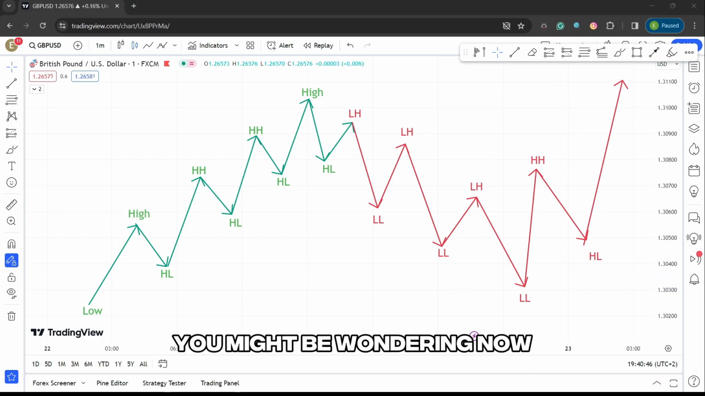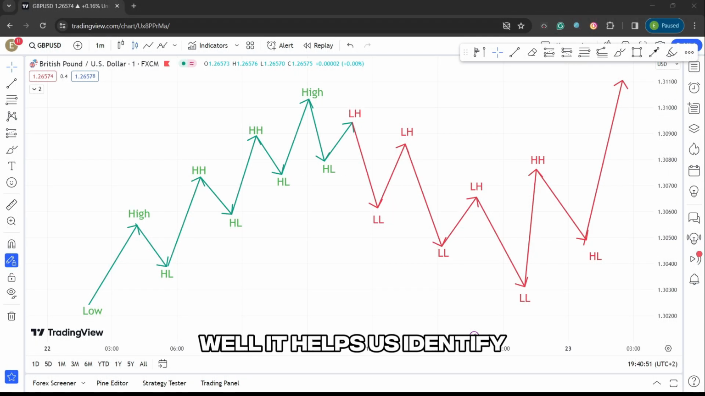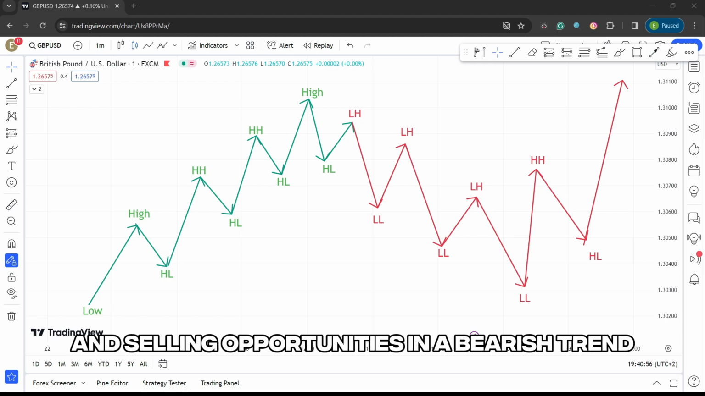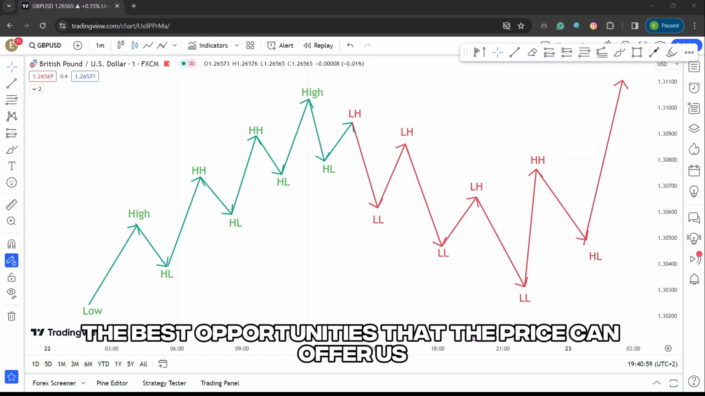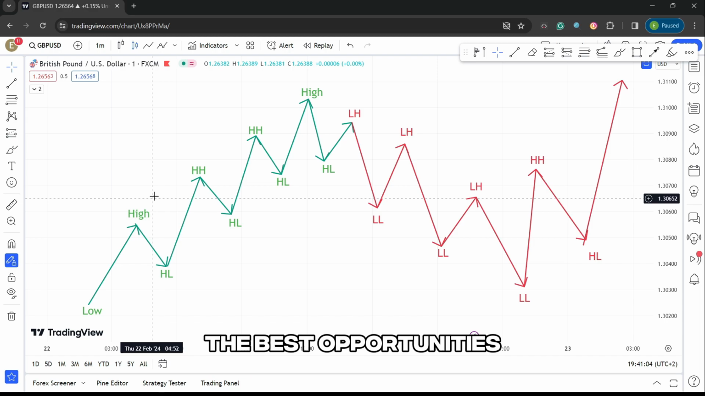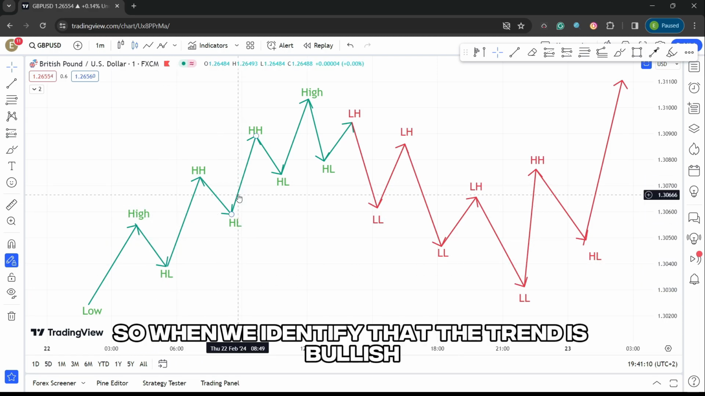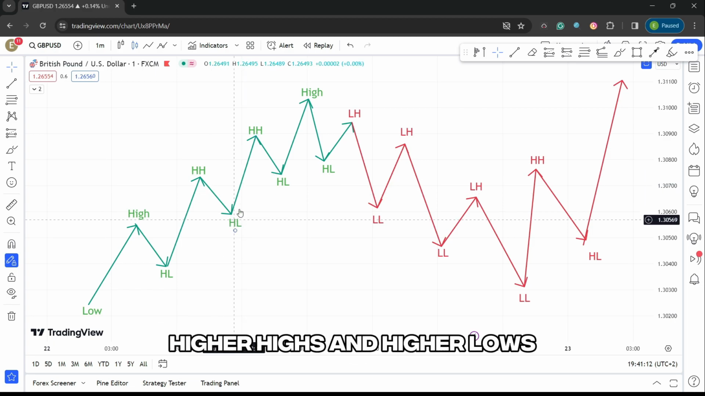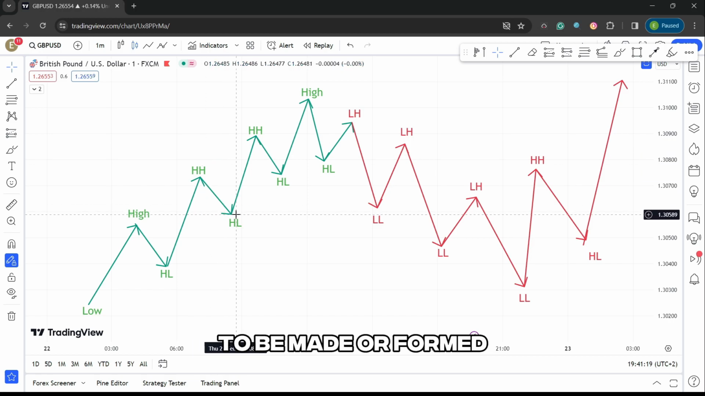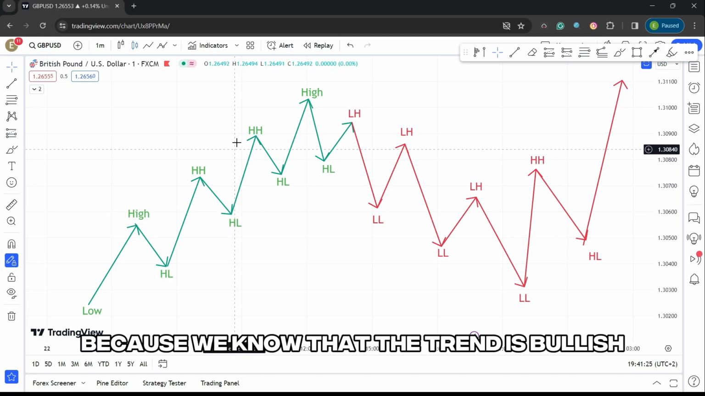Okay, so you might be wondering now, what does this help us with? Well, it helps us identify buying opportunities in a bullish trend and selling opportunities in a bearish trend. The best opportunities that the price can offer us are at these points. In a bullish trend, the best opportunities are higher lows. Yeah, so when we identify that the trend is bullish and we create higher highs and higher lows, we practically have to wait for the next higher low to be made or formed, identify it, and enter a buy position because we know that the trend is bullish.